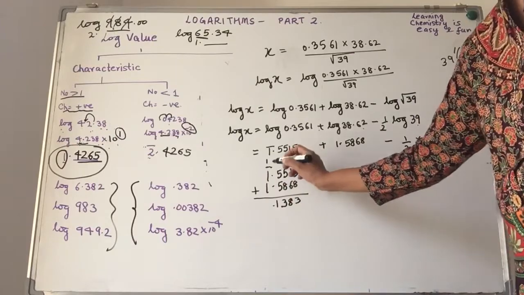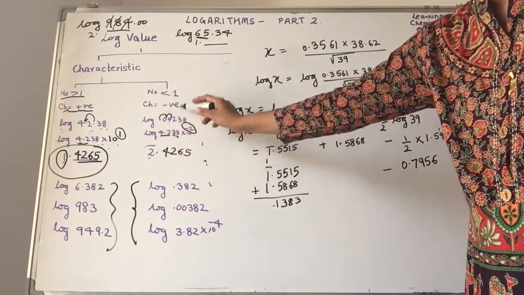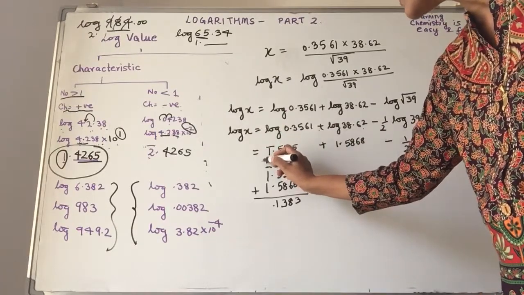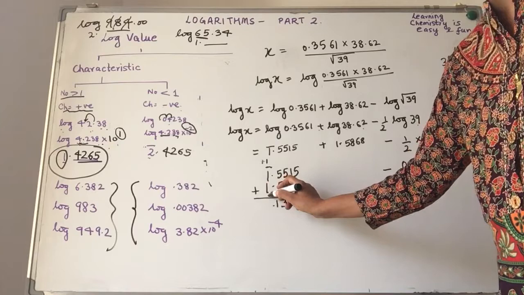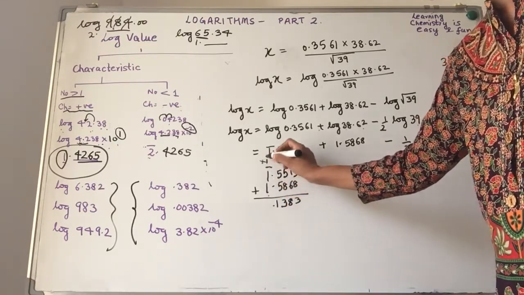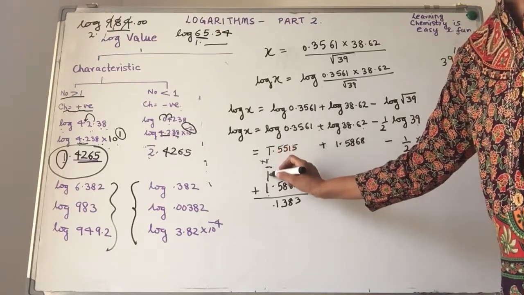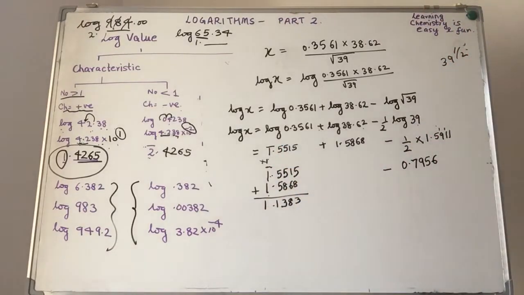Now see over here, bar 1. If you remember, I told you it's a negative value, right? So I have a plus 1, I have a minus 1, and again a plus 1. Again, use the normal rules of mathematics. 1 plus 1 gives me a 2. 2 minus 1 gives me a 1. So I have 1.1383, right?